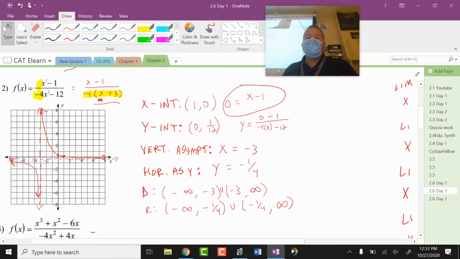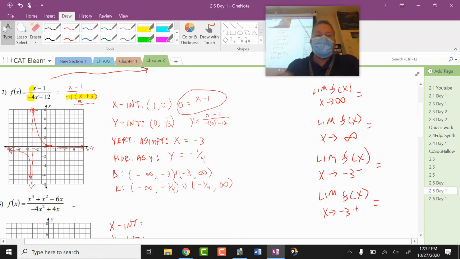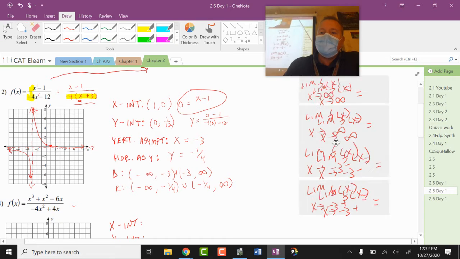Now, I am going to do this for this one by grabbing another student. These limit questions, I'll maybe tighten these up and bring them closer here.